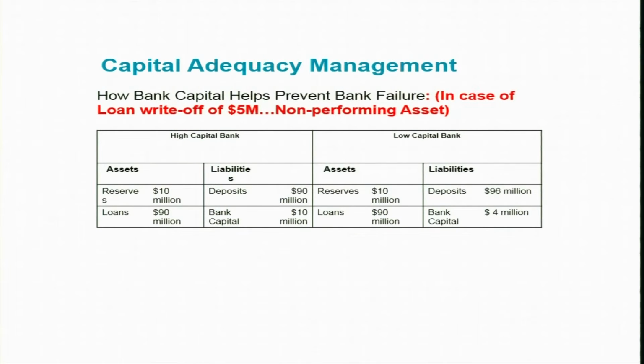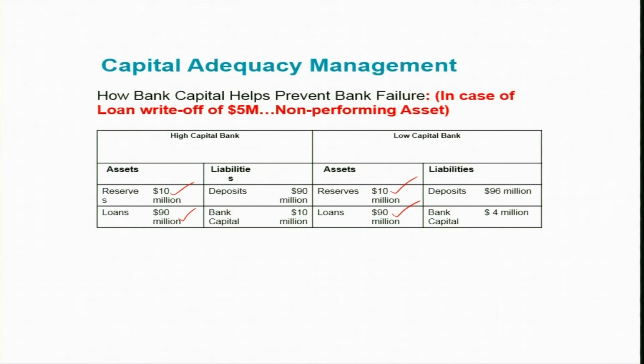So, let us examine these aspects by using a simple comparative example of two banks. One is keeping high capital, which we call the high capital bank, and let us compare it with another bank that has low capital as compared to its total assets. Let us call it the low capital bank. Let us start by looking at the assets of these banks. Both banks have total assets of 100 million, with reserves of 10 million and loans of 90 million, and the low capital bank also has the same reserves and same amount of loans.